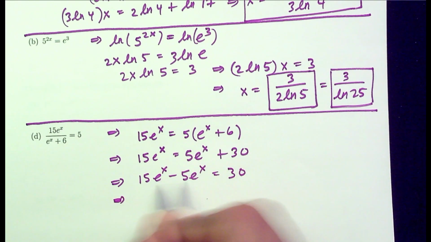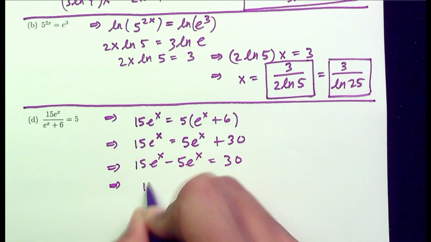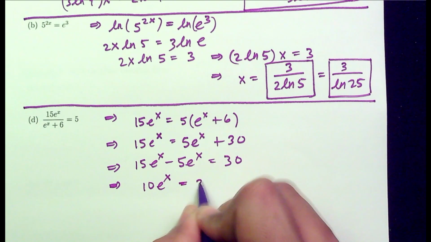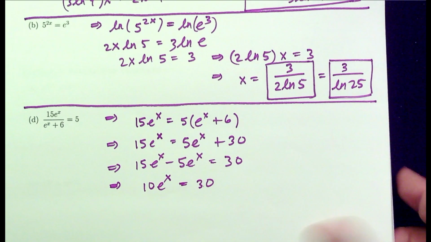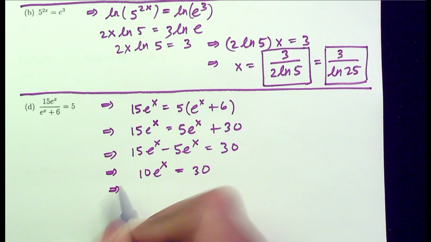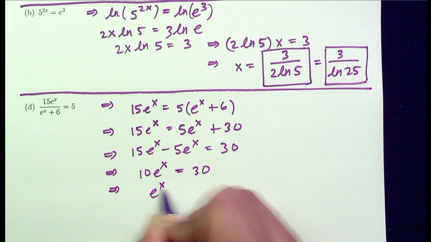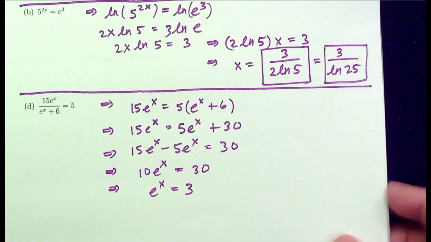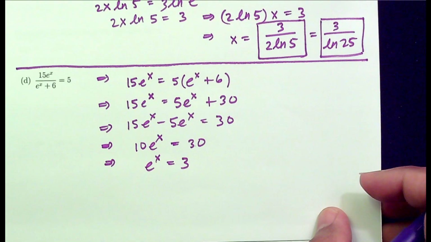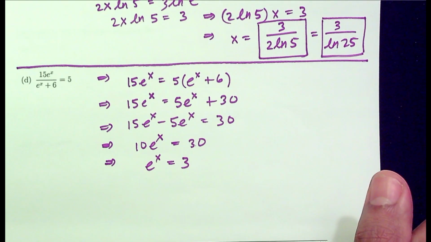And then these are like terms, so you can combine them into just a single term, which is 10 e to the x. 15 minus 5 is 10. Then 10 e to the x equals 30. Then you divide by 10, so you get e to the x equals 3, because 30 divided by 10 is 3. And now it is at this point that you take the ln on both sides.